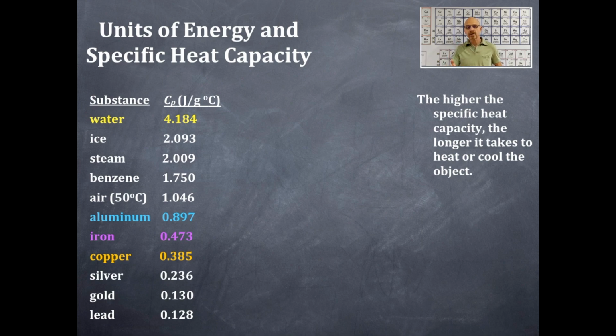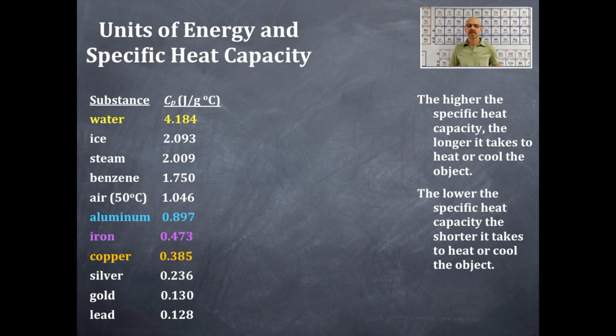Converse to that, the lower the specific heat capacity, the shorter it takes to heat or cool an object. If you look at this table of selected values of specific heat capacities, look at the bottom where we have lead, gold, and silver. Specifically lead and gold have very low specific heat capacities. That means it doesn't require very much energy to heat up lead or gold for that mass by 1 degree Celsius, or to cool it down. This is a very important concept here.